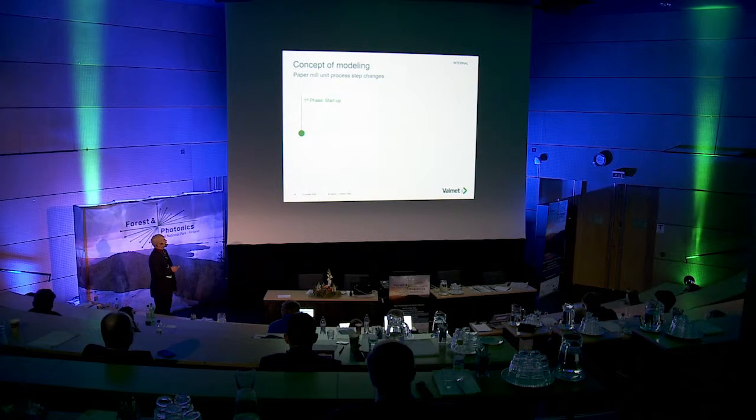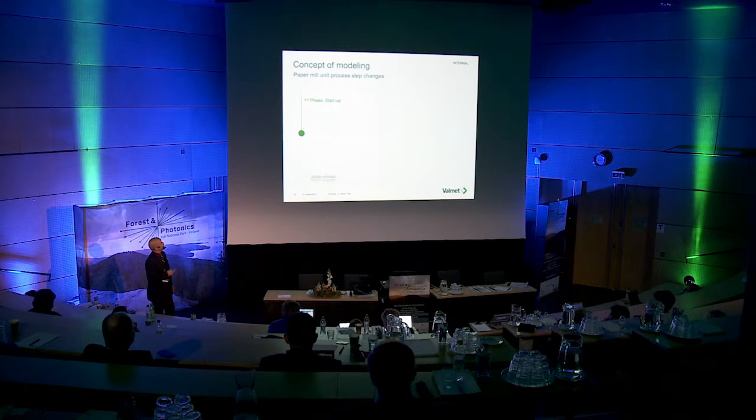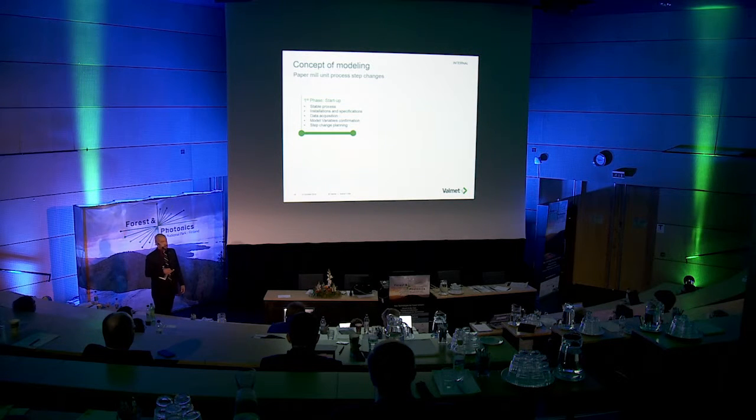So the big picture is when we start to make this whole modeling system build up and make the step changes in the process and gather data and make the model. So here is the big picture. First we have this stable process. We make the installations and specifications for the system, and we acquire data. We confirm what are the variables for this model. We plan the step changes.